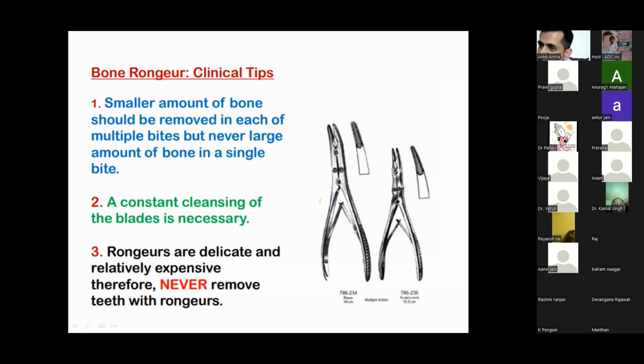A constant cleansing of the blade is necessary. You always clean the blade. Do not remove your deciduous tooth, do not remove your root pieces, and do not remove your tissue with the help of a rongeur forceps.